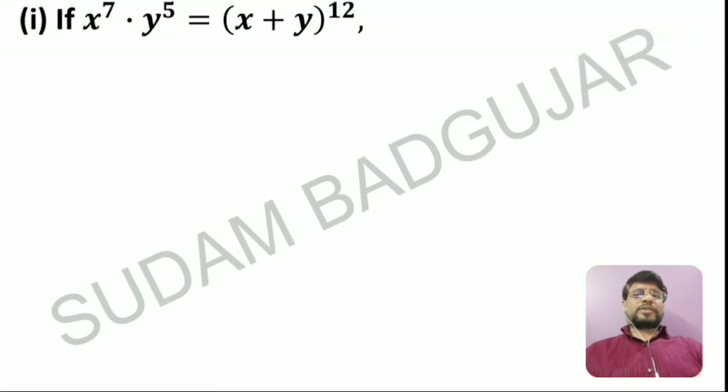Now more questions are here. Now it is another type. Now question number 1, this is a different type. If x raised to 7 into y raised to 5 is equal to x plus y bracket raised to 12. You have to observe here the power of x and power of y, it is 7 and 5, and their addition is nothing but the power of x plus y, that is the RHS. Okay, the power of x plus y.